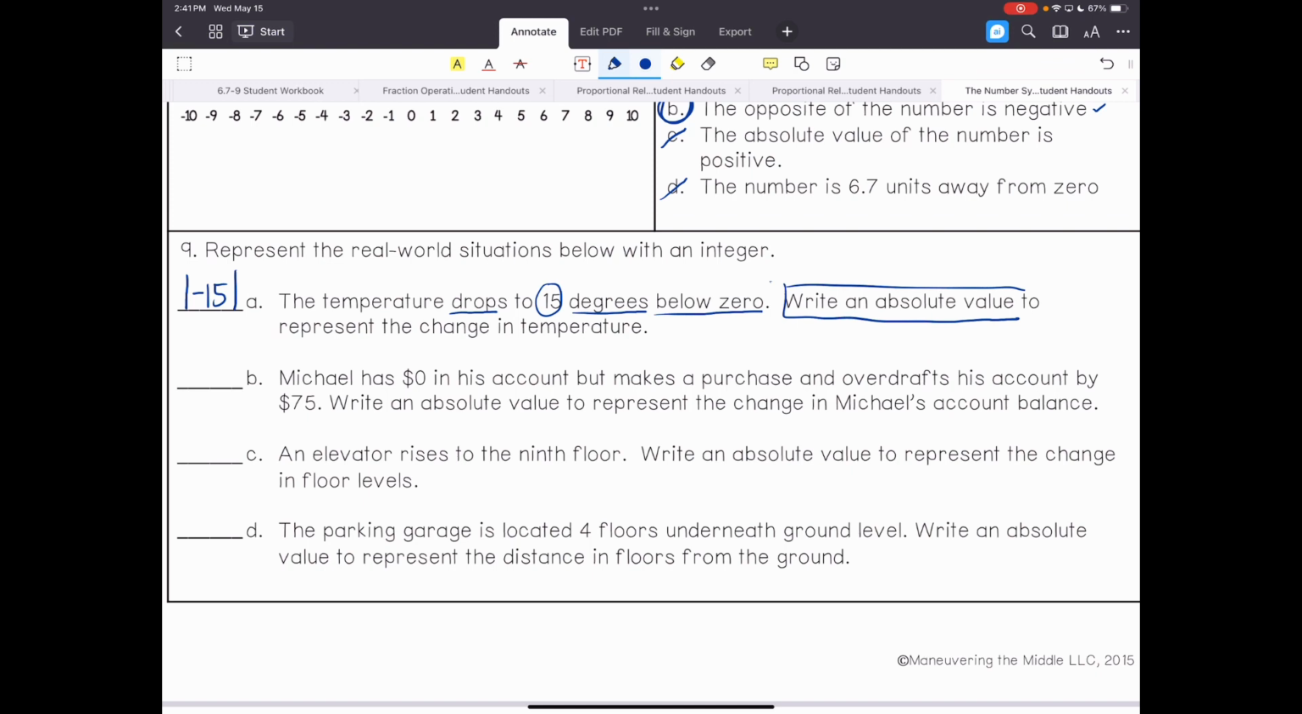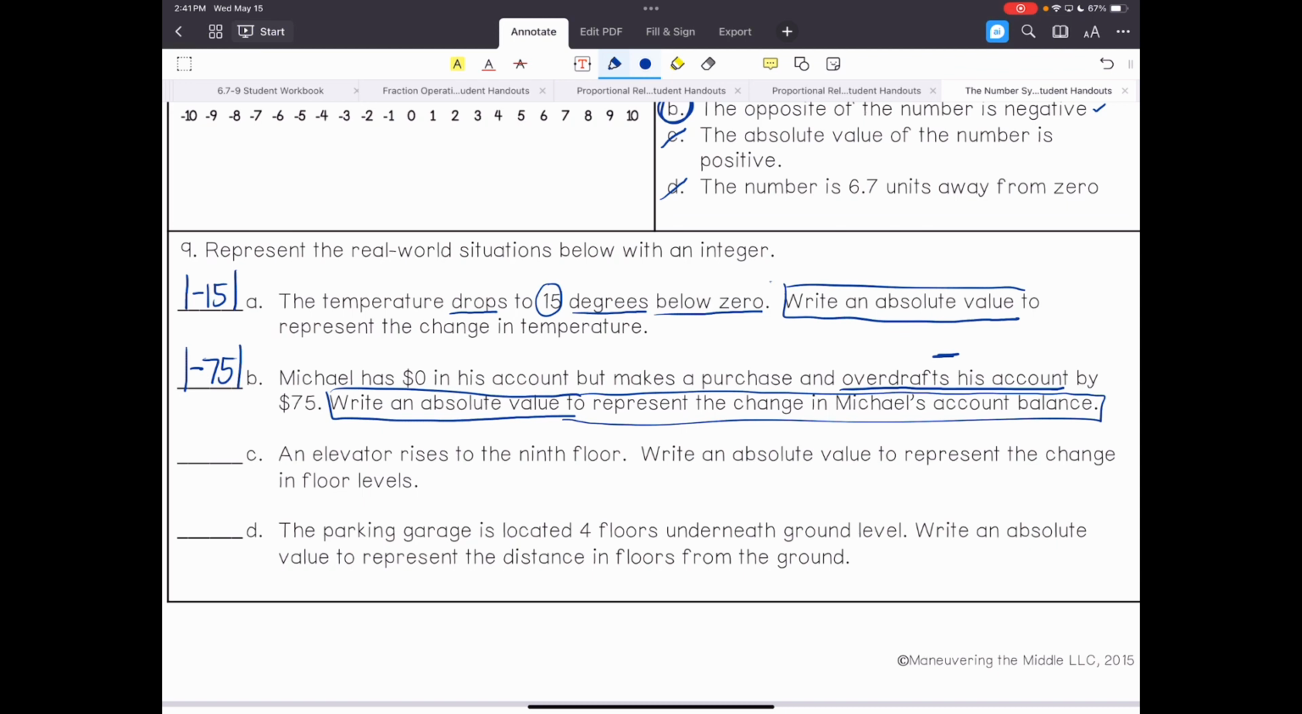Michael has $0 in his account, but makes a purchase and overdrafts his account by $75. So overdrafting your account, that's a negative thing. You spent more money than you have. Write an absolute value to represent the change in Michael's account. So the change was negative $75, but we want to do the absolute value for the change.